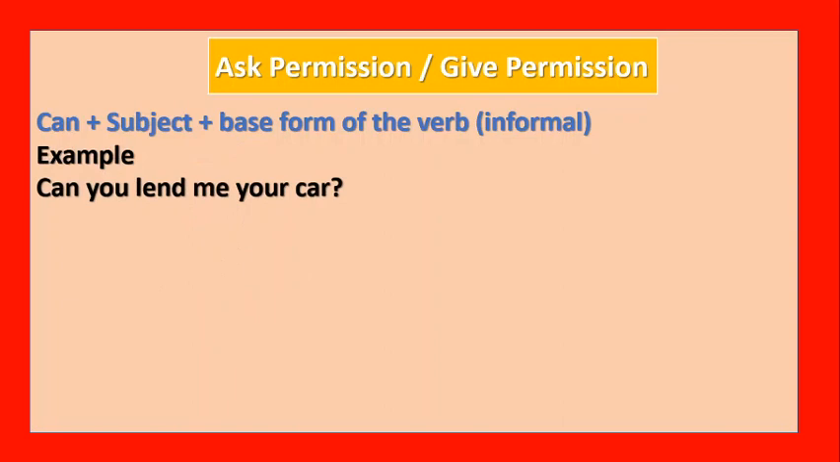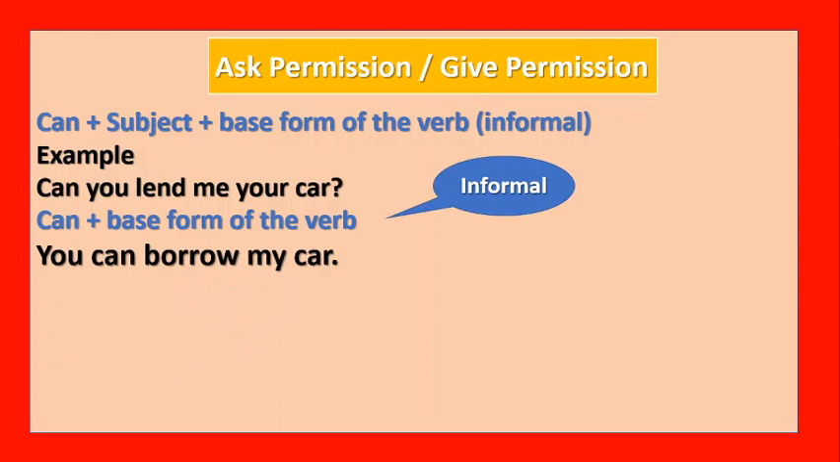This is impolite. That's why I call it informal. It's called an impolite expression. Can you lend me your car? You are asking for permission when you are talking to your equals or your junior. Can you lend me your car? Then, if you look at this expression, can plus the base form of the verb, we say this one is what? The informal, right? That's what we said. Now, look at this. You can borrow my car. Granting permission. Is that also granting permission? Equal or junior. That's why we call it informal.